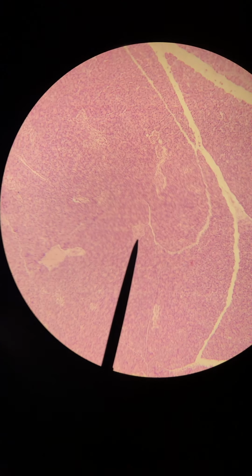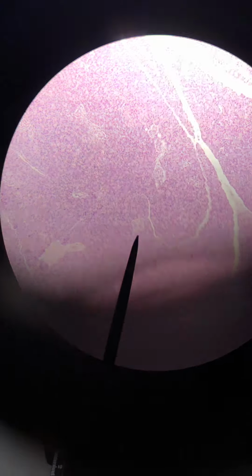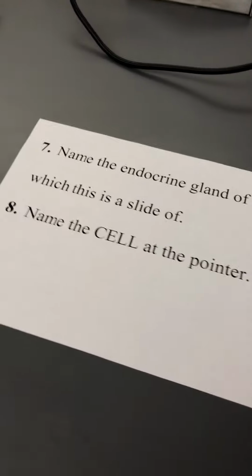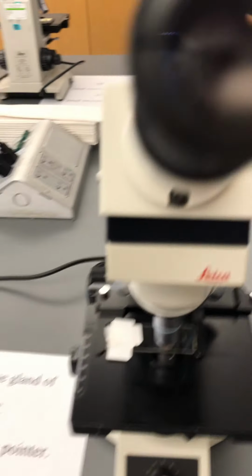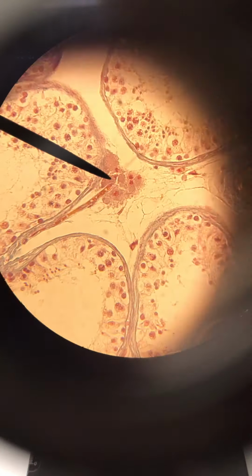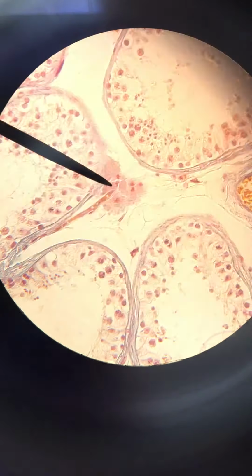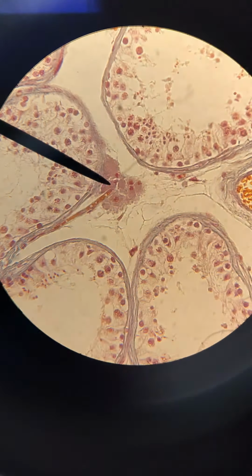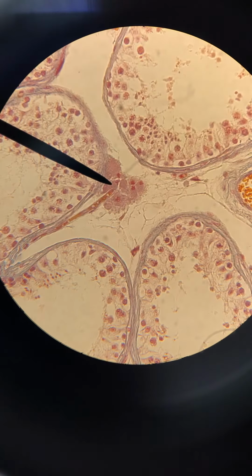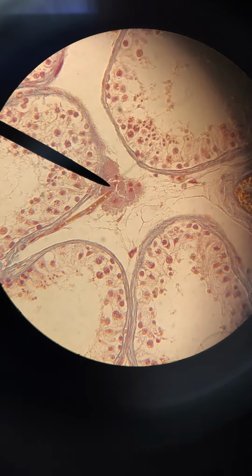Okay, 5, this is the pancreas, and 6 at the lighter area at the pointer is an islet, pancreatic islet. Islet or islet of Langerhans, I'll take either one of those. Okay, this is a slide of the testes, and number 8 is the cell at the pointer. There's a couple of cells there, they're all Leydig cells.